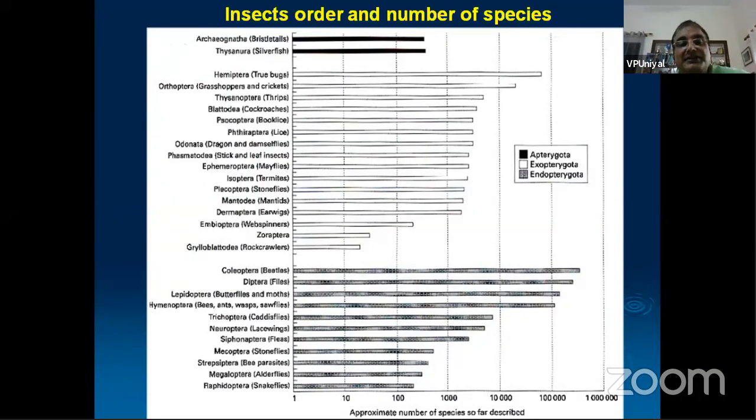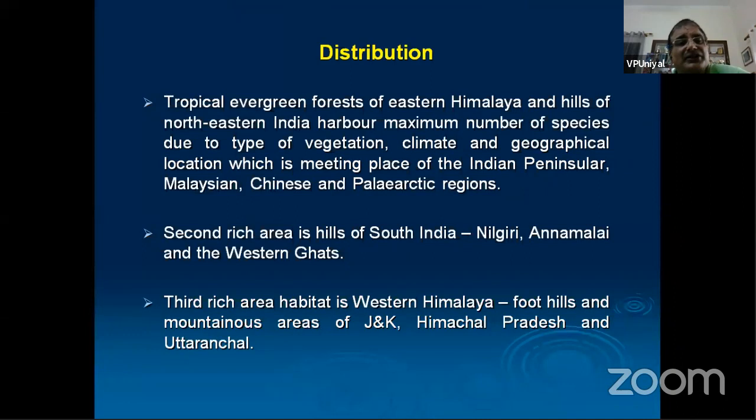The largest species diversity is in the beetles, and then we have the Hemiptera bugs, a large group of insects. Where is this distribution? Where do you see the insects? The tropical evergreen forest of the eastern Himalayas and the hills of northeastern India, Arunachal Pradesh and other surrounding states, is the richest area of insect diversity. Even then, the Indian peninsula, Malaysia, Chinese and Palearctic regions. The second richest area is South India, the Nilgiri and Western Ghats, and another rich area is the Himalayas, Jammu and Kashmir, Uttarakhand, Himachal Pradesh.